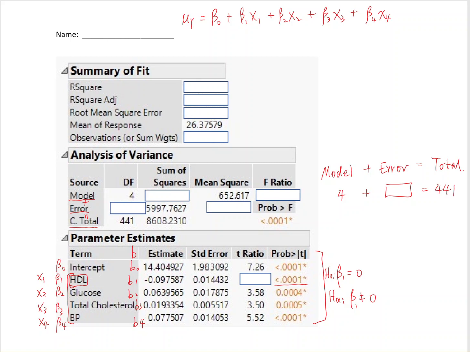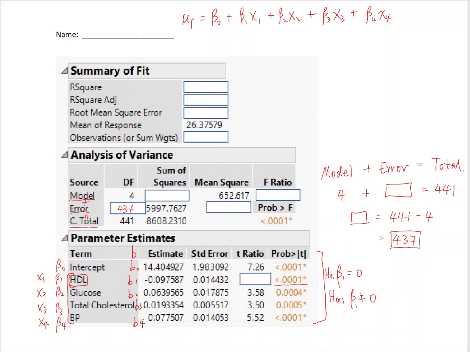So what is this blank? This blank equals 441 minus 4, which is 437. So with this relationship, we get 437 here.